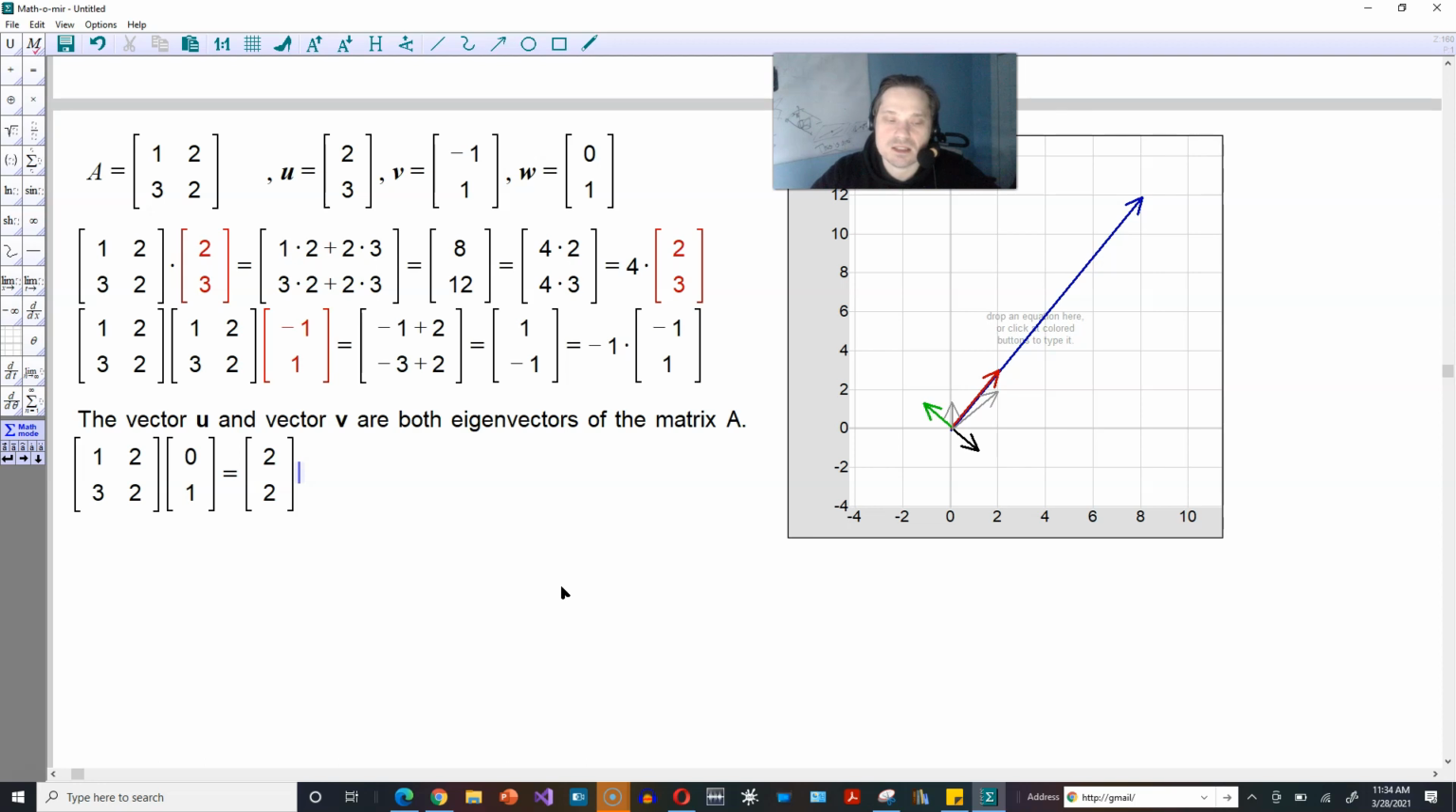So in other words, it's not like the matrix took 0, comma 1 and produced a vector by stretching it that points in the same direction as the original. It's pointing in a different direction. So what we would say as a result is that W here is not an eigenvector of A. So a simple way to think about eigenvectors at this level of explanation is when a matrix acts on that vector, it simply stretches it, or potentially stretches and flips the direction 180 degrees.